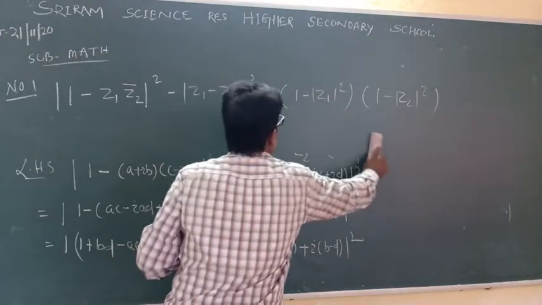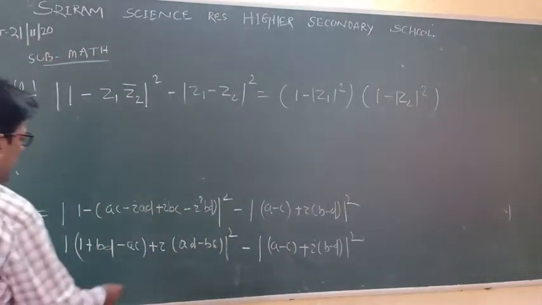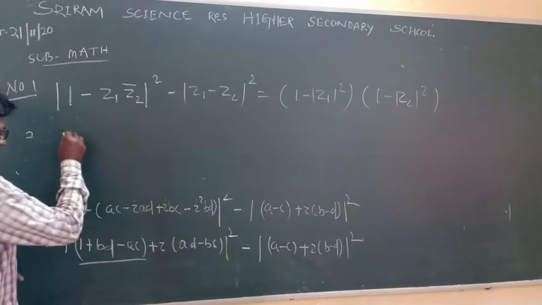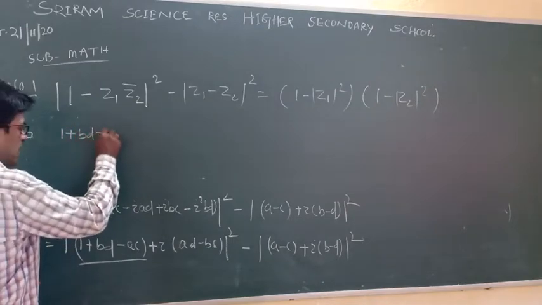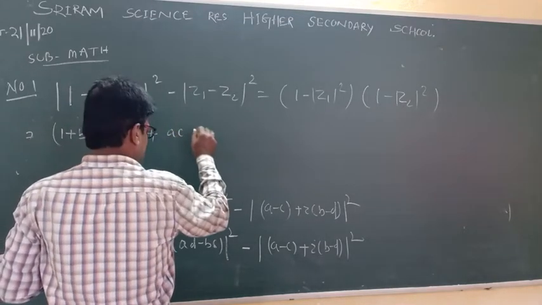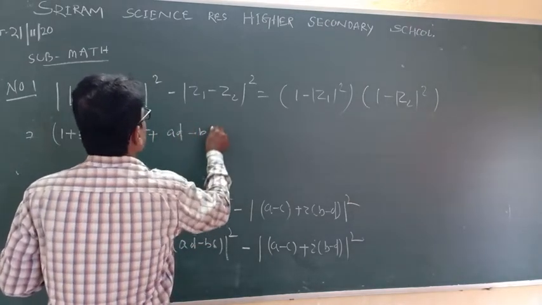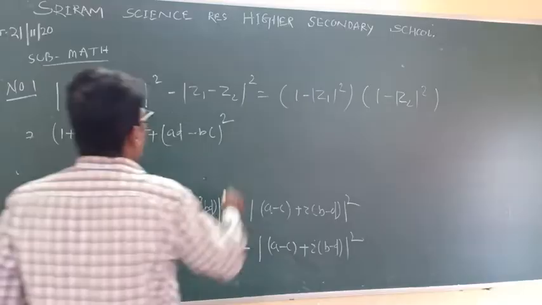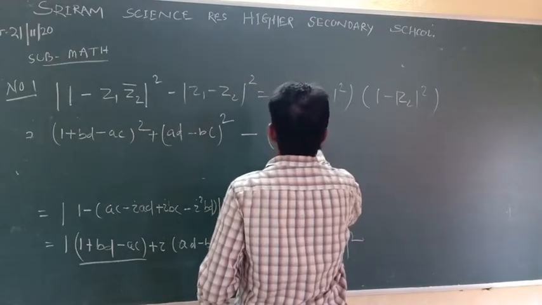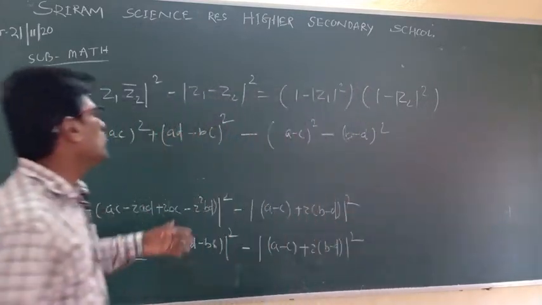So now I write, look: the real part and the imaginary part. That becomes real part squared, because modulus of square. 1 plus BD minus AC whole square, plus AC minus BC, sorry AD minus BC whole square, minus modulus of square: A minus of C whole square minus of B minus of D whole square, because minus is before this bracket, so we can write it in this way.